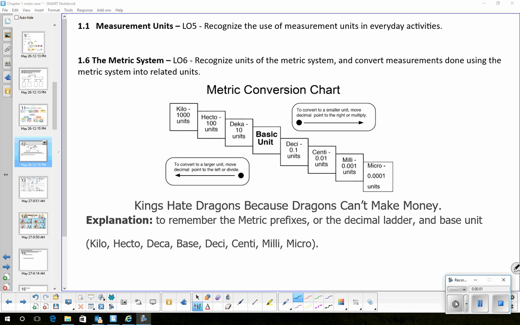This should be review. I'm hoping this is review. Most of you have worked with a metric system. Has anyone not worked with a metric system before? Okay, so we've all seen it.